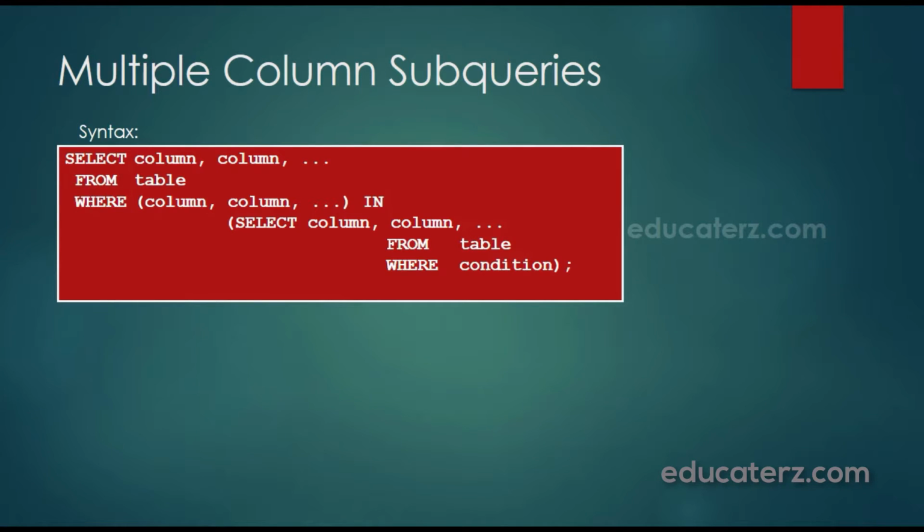Multiple column subqueries. The meaning is, in the subquery we have a column list. We have multiple columns that are returned by the subquery, and those columns are compared in the main query. In the WHERE clause of the main query, you also have a column list. They will be compared with the values from the inner query or subquery. So this is the syntax. SELECT column list FROM table WHERE column list IN, the operator we use, and SELECT column list FROM table WHERE condition.